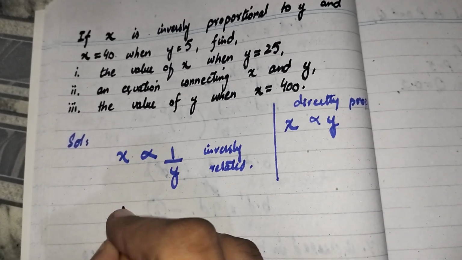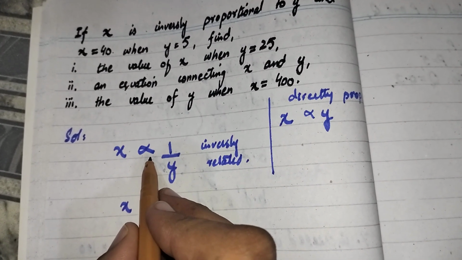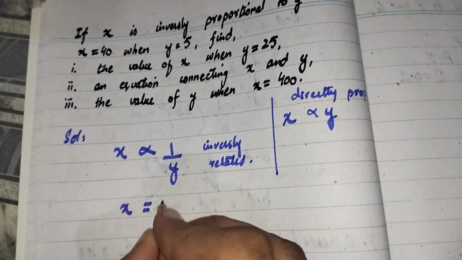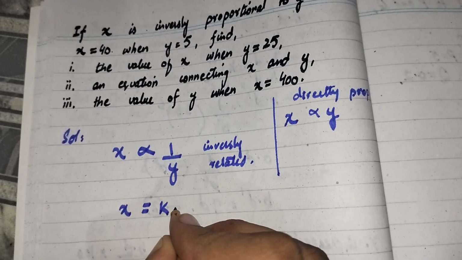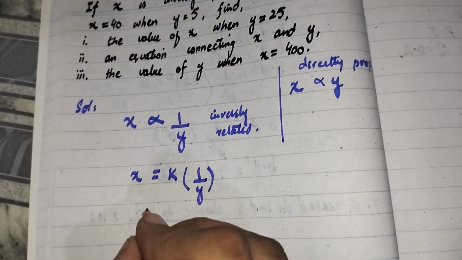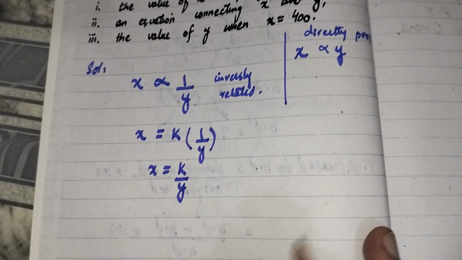So here I convert the inversely related into equality, so the symbol will go away, equality will come, and k into 1 upon y. Now it will be x is equal to k upon y. So this is the equation.